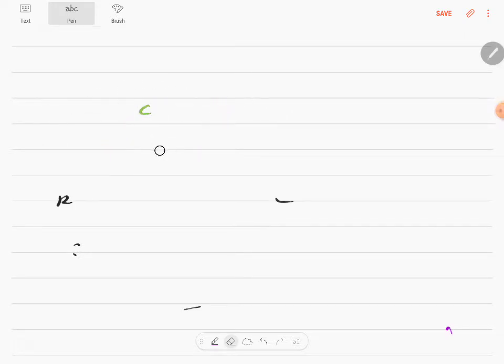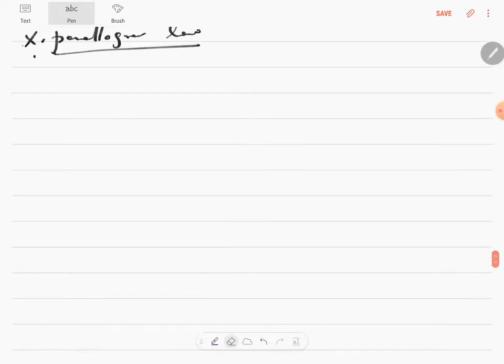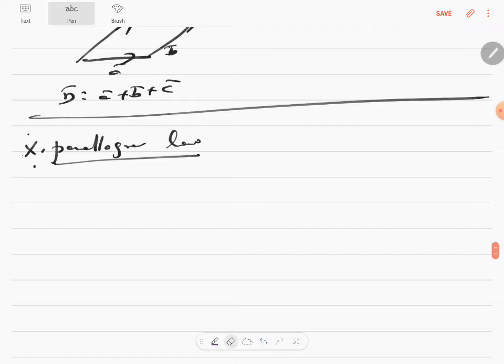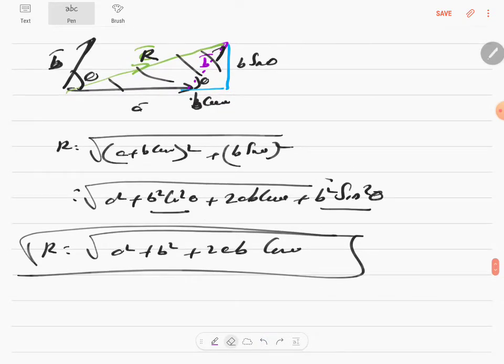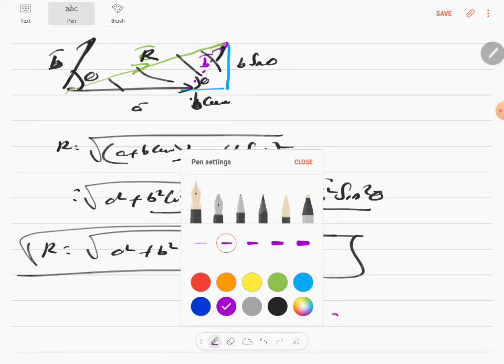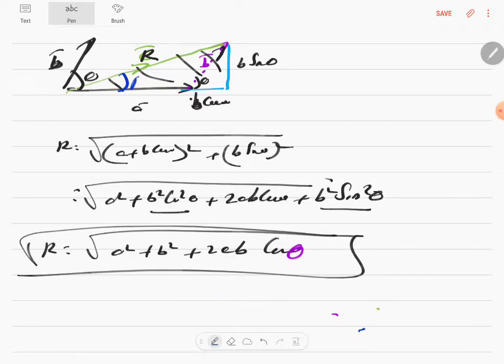So you understood how to find the resultant of a parallelogram: root of A square plus B square plus 2AB cos theta, where theta is the angle between A and B. Suppose they ask, what is the angle the resultant makes with the first vector? This is beta. The angle the resultant makes with the first vector A, we can do tan beta, which is opposite B sin theta by adjacent, which is A plus B cos theta.